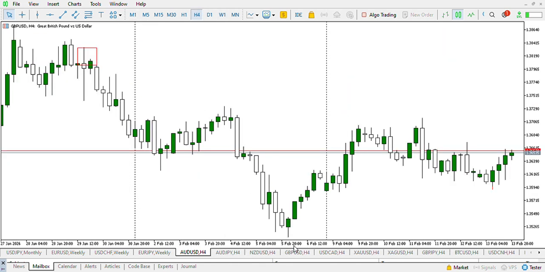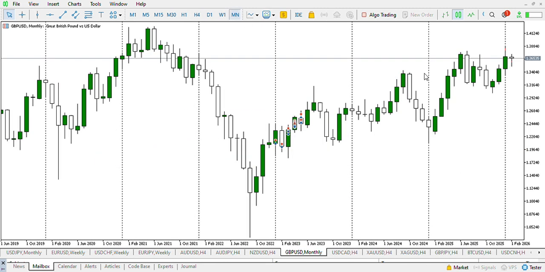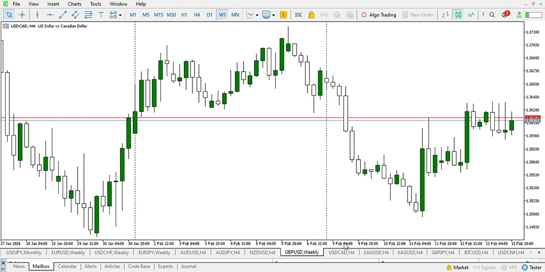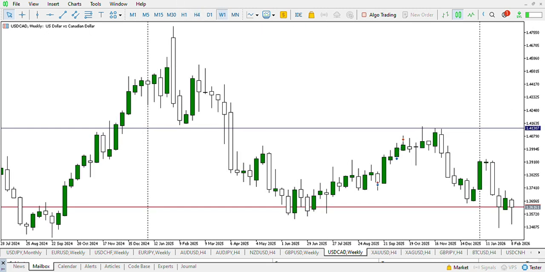Let's just go to GBP USD. On GBP USD on the monthly, you can see price is in an uptrend. Let's go to the weekly. Last week price closed with a bullish candle, so you can expect price to take out the high of the previous week and for price to rally further down, however the case may be. On USD CAD, let us go to the weekly. On the weekly you can see price closed with a bearish candle, so we expect this low to be taken out and for price to give a reversal pattern and rally further up. It is as simple as that.